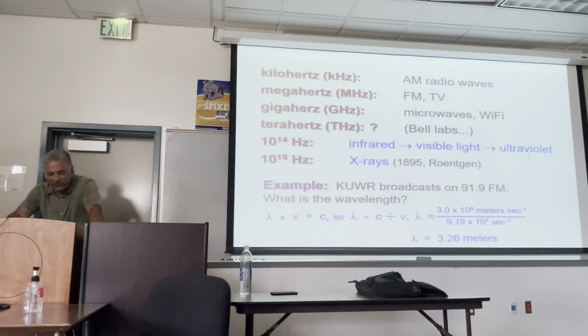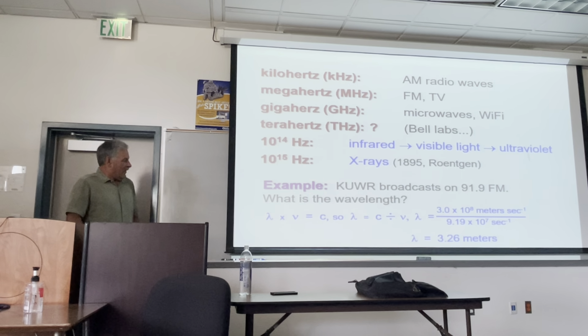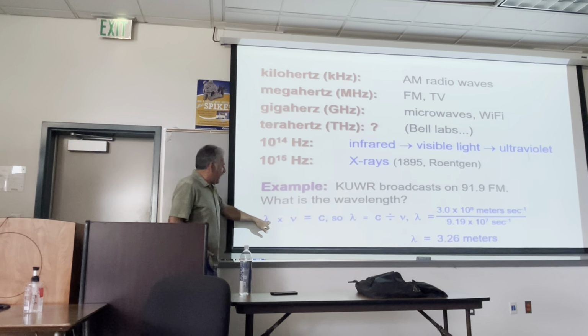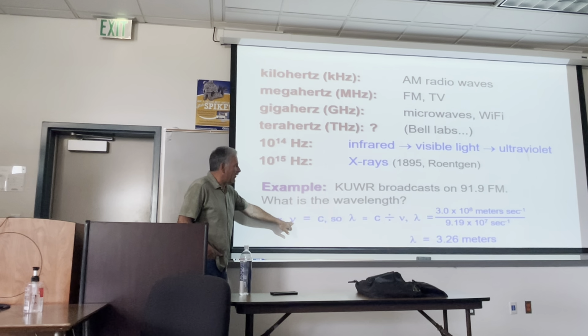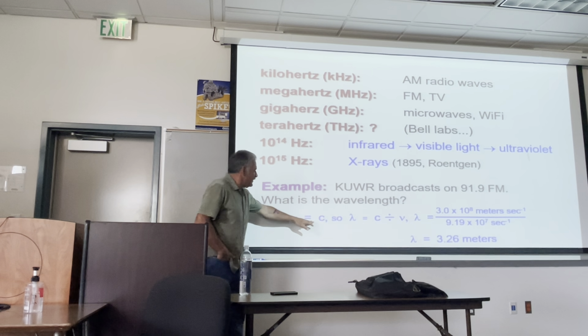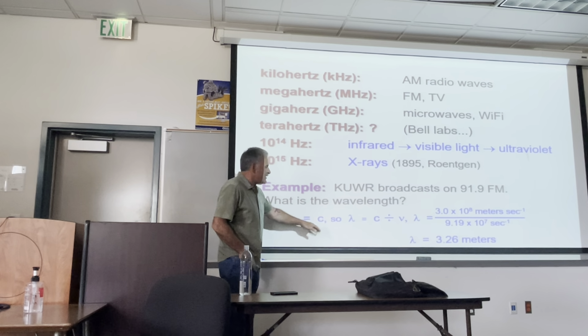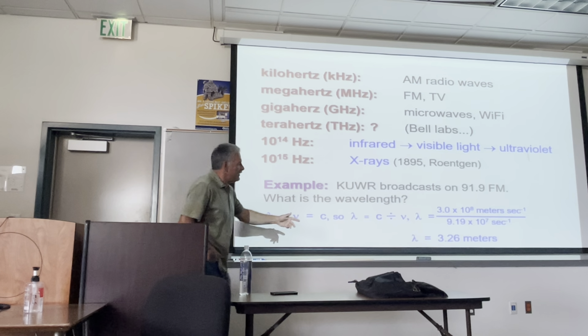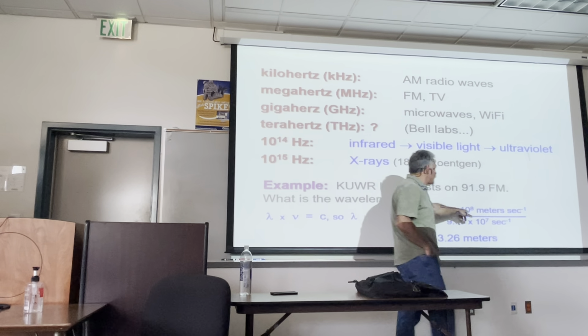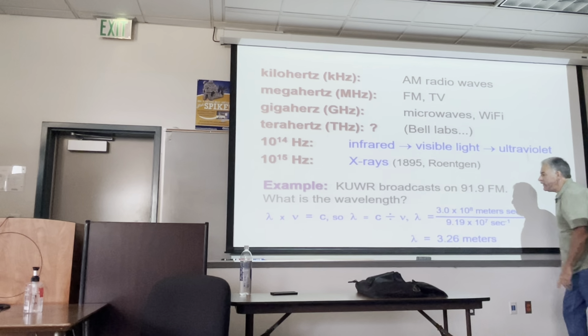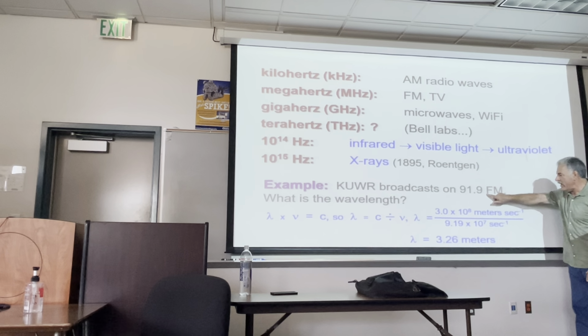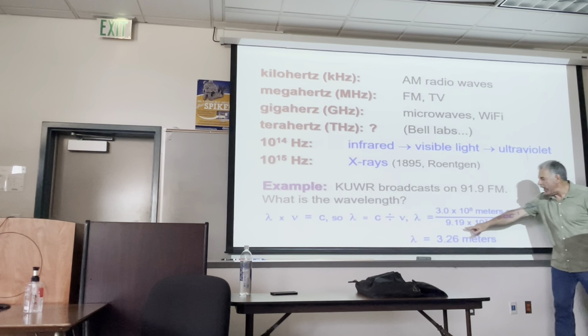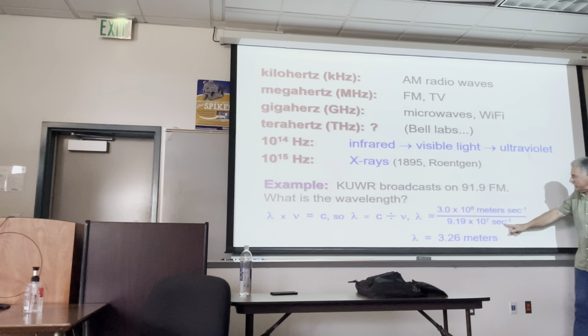What is the wavelength? KUWR is the radio station in Wyoming, and it broadcasts on 91.9 FM. And what is the wavelength? Wavelength times frequency equals the speed of light. Speed of light is 3.0 times 10 to the 8th meters per second. And then the frequency is FM, so that's 9.19 times 10 to the 7th.